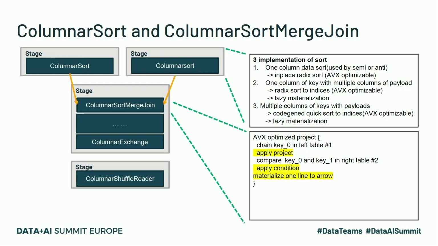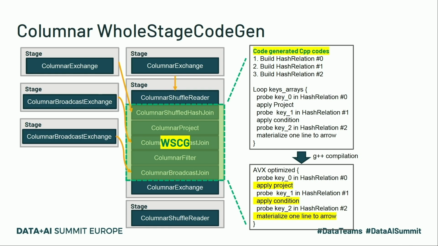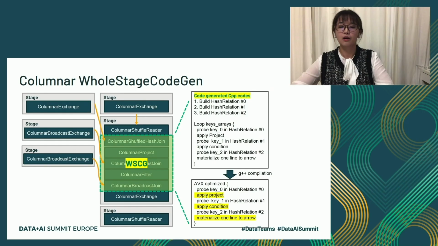And then we will use the index from the indices array to access the original data and do a project comparison and a condition check on those data, then materialize the indexes being selected. Okay, then in previous slides, we talked about individual operators implemented in our project. And in this page, we will talk about WholeStageCodeGen.